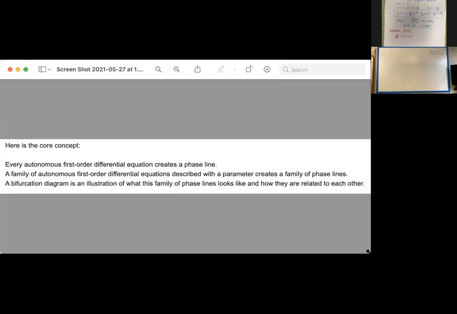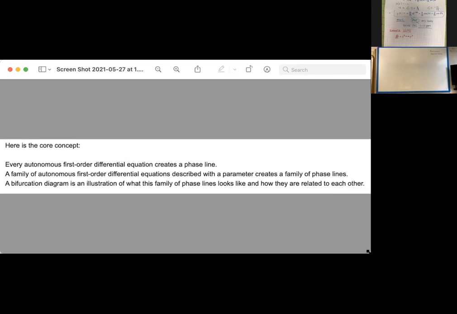Second concept: if every autonomous first order differential equation creates a phase line, then if you have a family of autonomous equations, like I just wrote on the paper, where alpha represents any different alpha I choose, that means I've written down innumerably many differential equations. A whole family is a common phrase in mathematics to refer to a group. Then a family of autonomous differential equations does what? Creates a family of phase lines, a whole bundle, a whole box of phase lines.